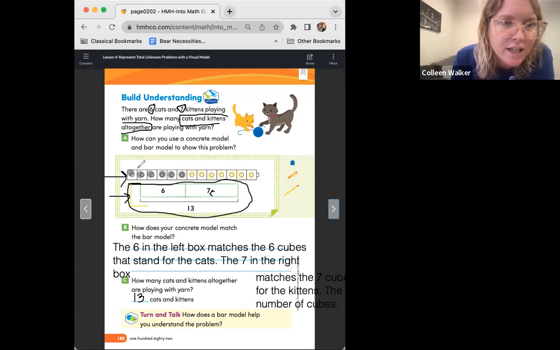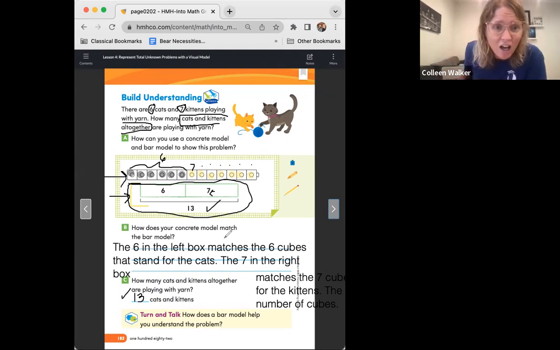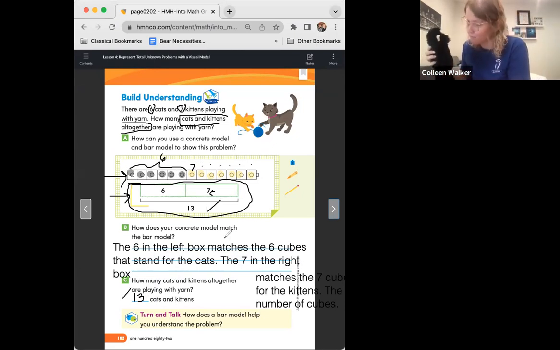So we know that there's 6 right here, and we can count on. So what comes after 6? 7, 8, 9, 10, 11, 12, 13. So we know our total is 13. Time to turn and talk. How does a bar model help you understand the problem?